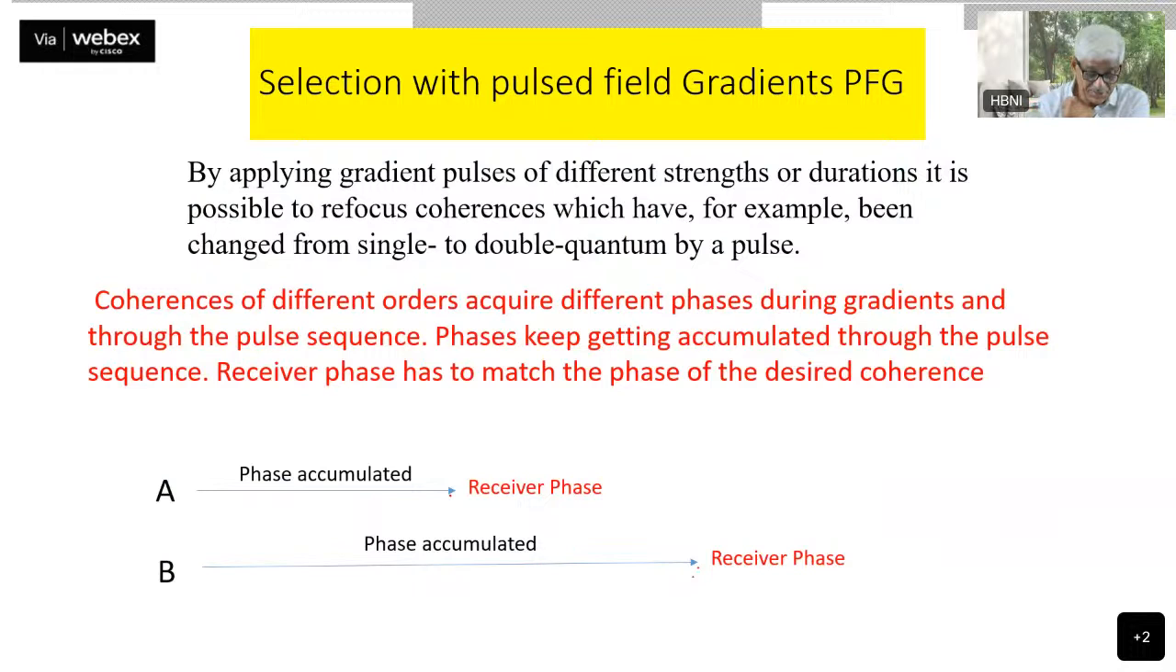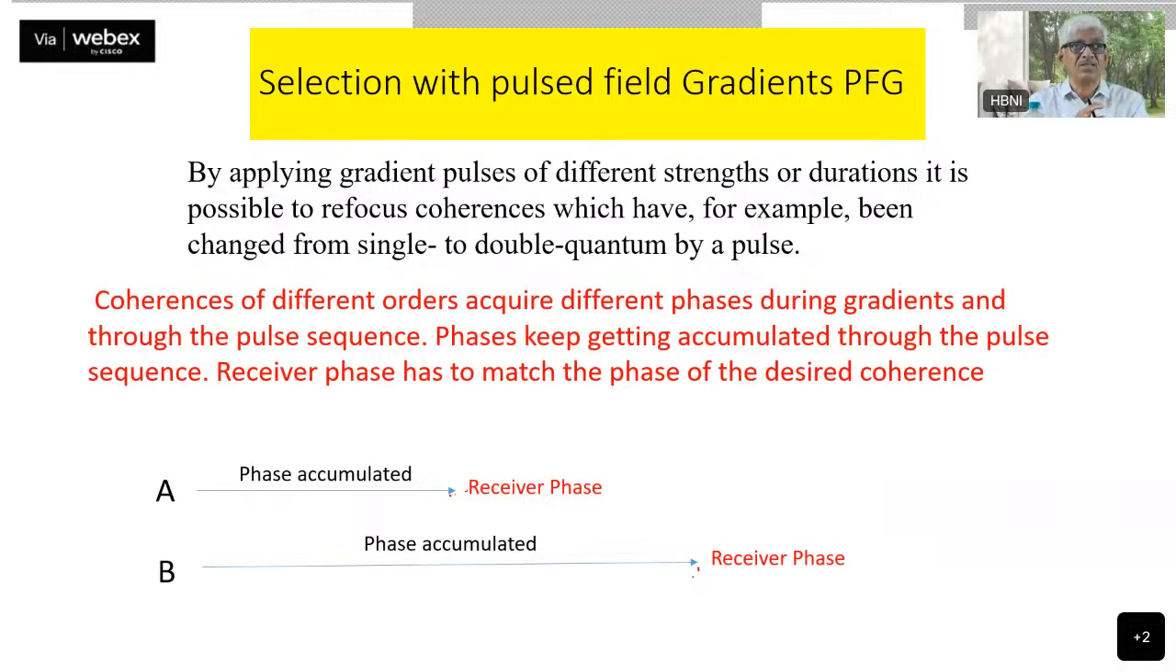This is what I indicated here. If the police has to catch B, then he has to be there at the point where he has reached over the same period of time. If he wants to catch A, then he has to be here. So the police is like the receiver phase. The receiver has to be exactly at that place so that he can catch them. If the receiver phase is matching this, he will collect this one. If the receiver phase is matching this, he will collect B, and he will not be able to collect A. That is how the selection happens.